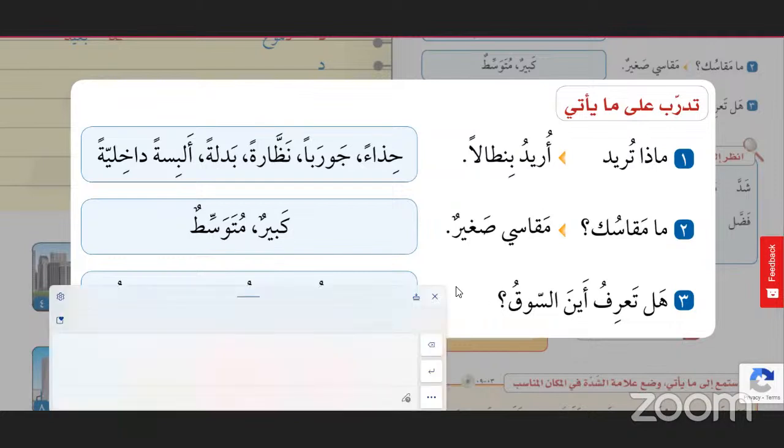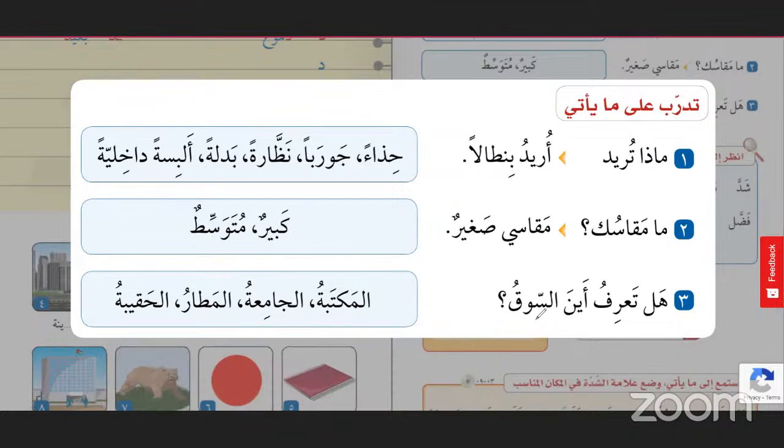Now, last one, what did I say last one? I said if you have a waw like this here, okay? And the alphabet before the waw doesn't have a sign on it, what do you do? All you have to do is put a dhamma on top of this, okay? Suq, okay?